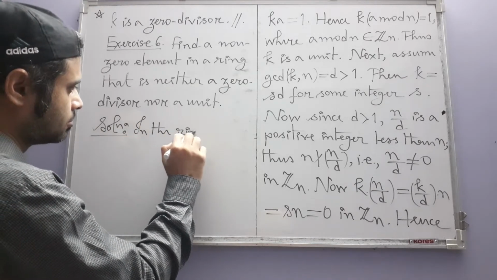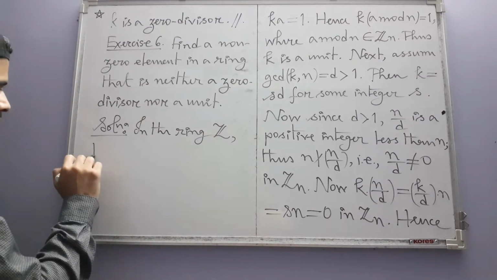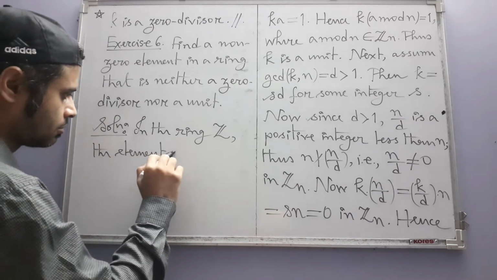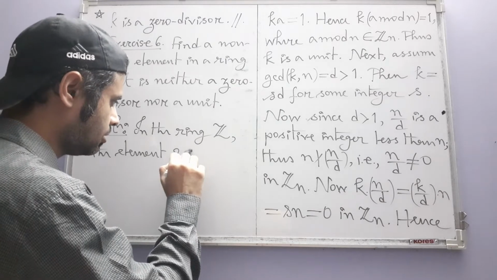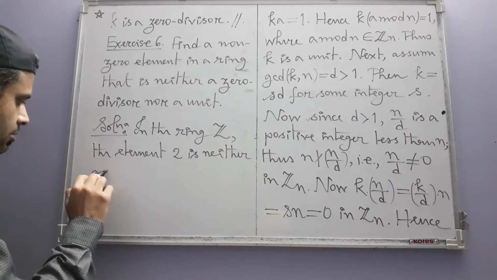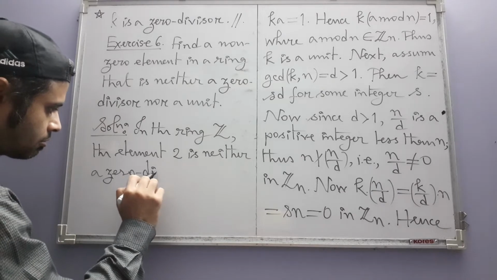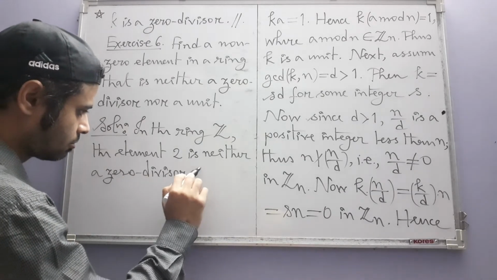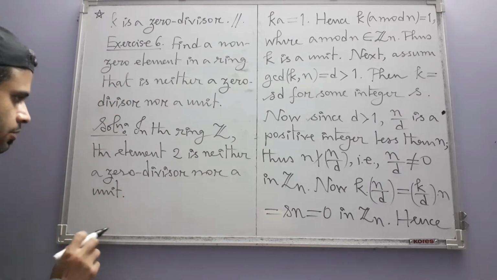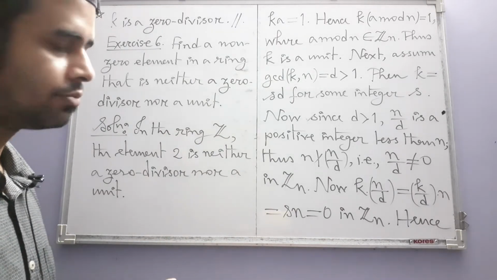In the ring of integers, the element, say 2, is neither a zero divisor nor a unit. We know that in this ring only two elements are units, that is, they have multiplicative inverses.